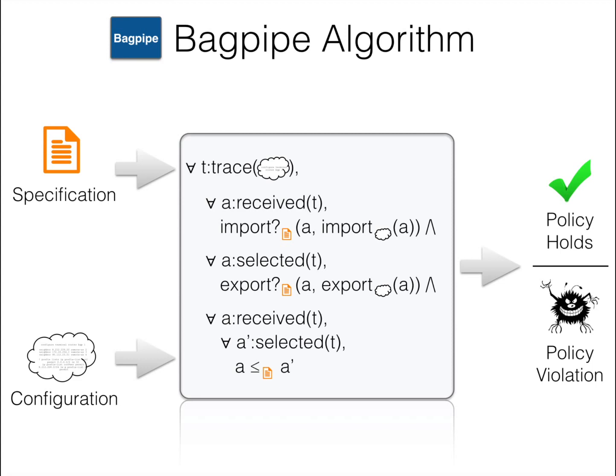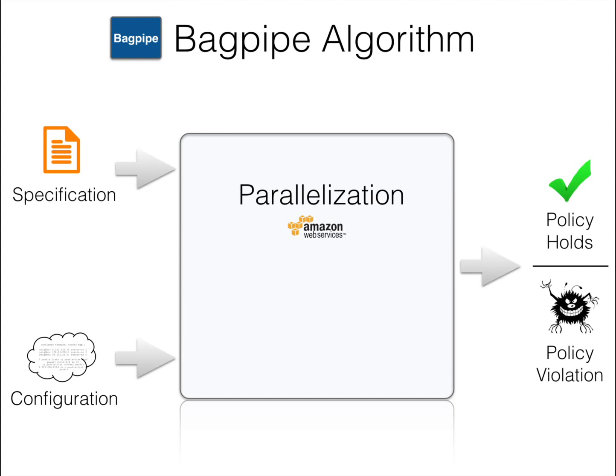So instead of having to check this infinite set of traces, which is impossible, backpipe only has to check a finite set of traces. Unfortunately, though, that set is still too large to just perform simple brute force search. So instead, we need to be a little smart. The first thing that we did is we partitioned this set of traces into small chunks, and then we sent each chunk to a server in a cluster. And so we could parallelize the problem. In fact, using this strategy, backpipe becomes embarrassingly parallel.